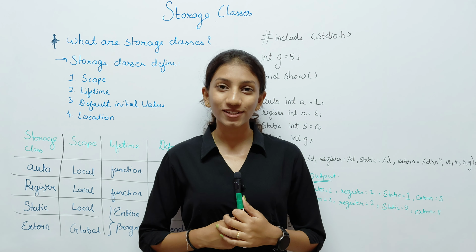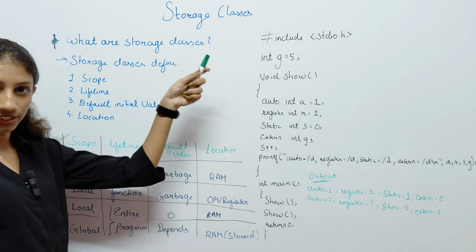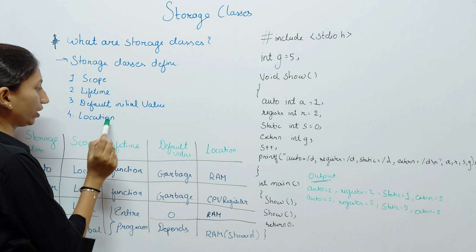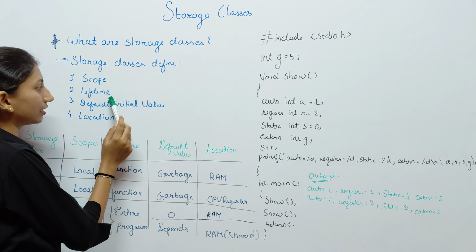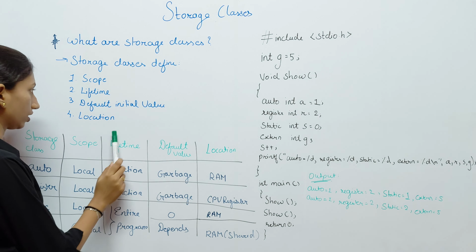Storage classes. So let's get started. What are storage classes? Storage classes are defined by 4 points. One is scope, second is lifetime, third is default initial value, fourth is location.